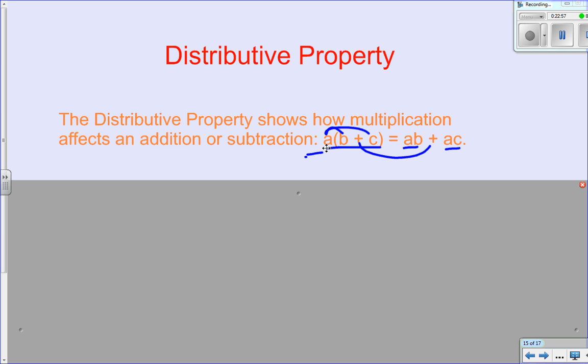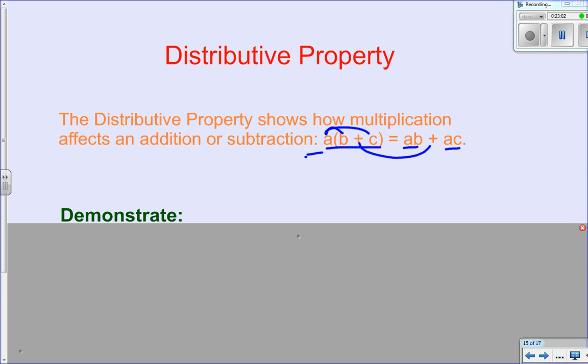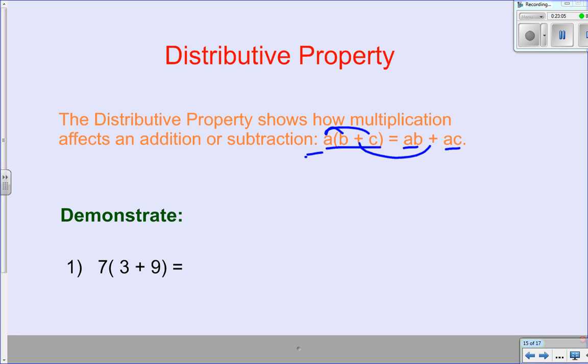I understand that may look kind of difficult just using variables, but it'll be much easier when we get into other things. So let me demonstrate this first one right here. I have 7 parentheses 3 plus 9. So I know I need to distribute the 7, since there's nothing in between that and the parentheses, to each number. 7 times 3 is 21. Bring my sign down. 9 times 7 is 63. When I do that, my answer is 84.